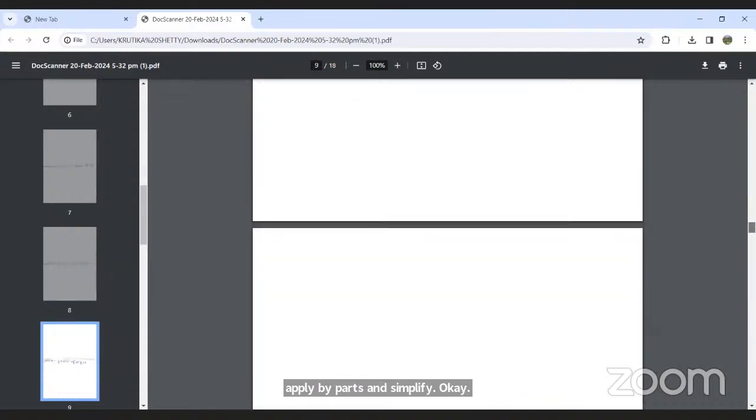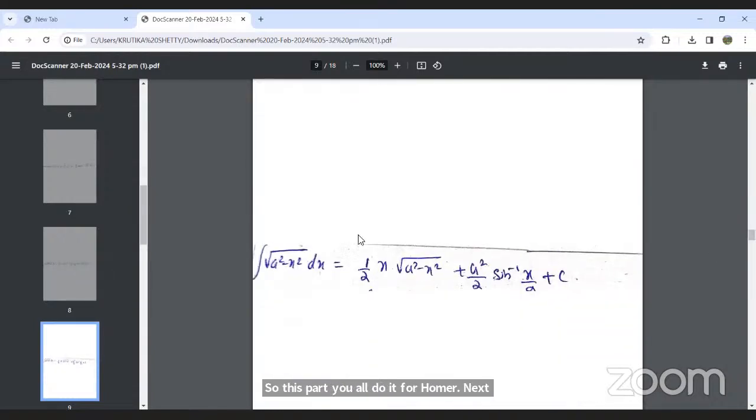Next, the third special type in this is root of what? Integration of root of a square minus x square dx is equal to 1 upon 2 x root of a square minus x square plus a square by 2 sine inverse x by a plus c. Okay, so the previous example which we discussed was on this formula. Okay, so we will discuss the derivation of this.